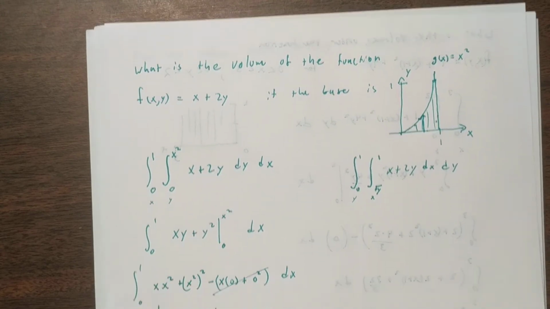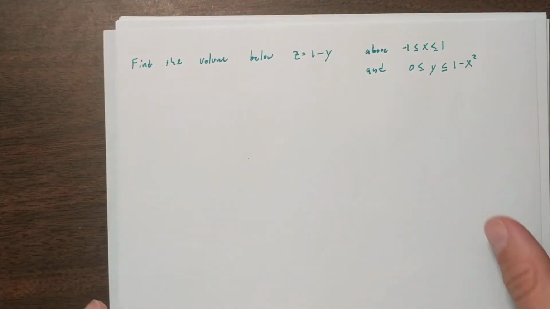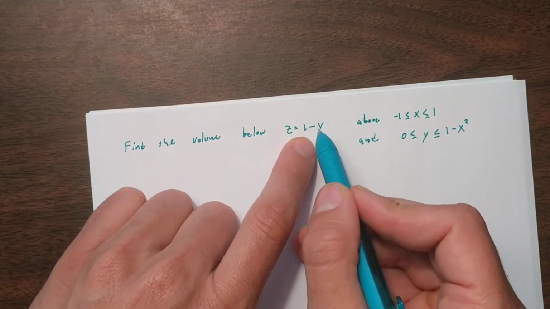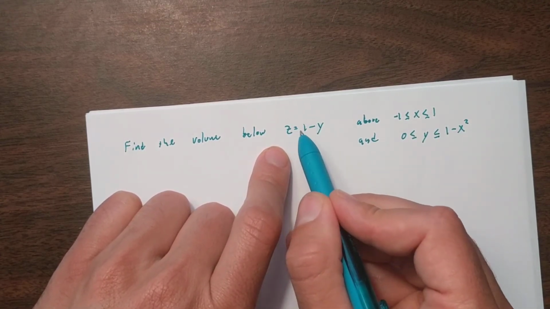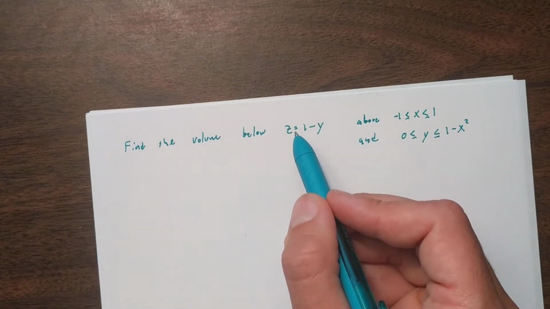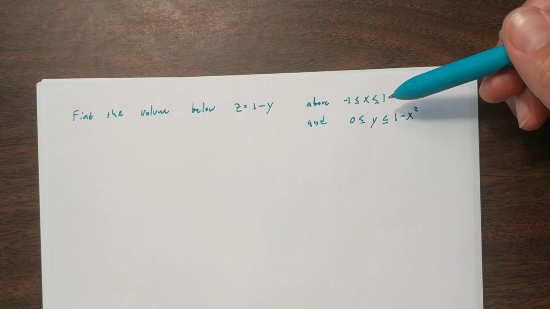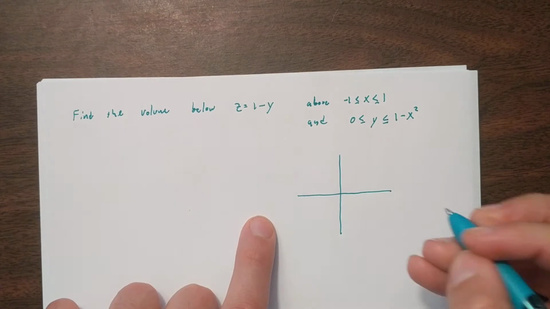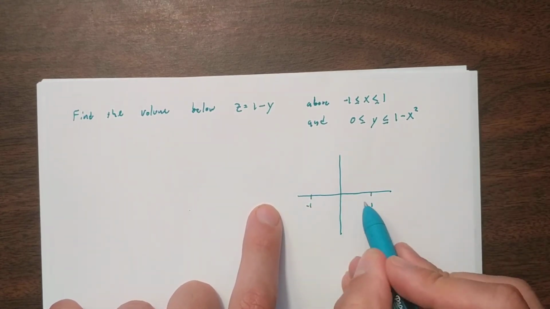I want to do one more. Okay, this one's a tough one. All right, so find the volume below z equals 1 minus y. Generally, if it has z involved in it, that's usually the function we're going to be integrating. I want it to be above -1 to 1 on the x. So here's -1, here's 1.